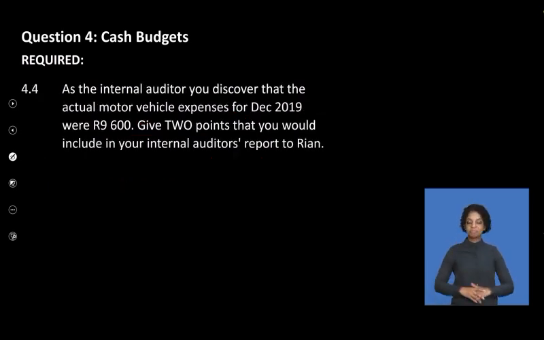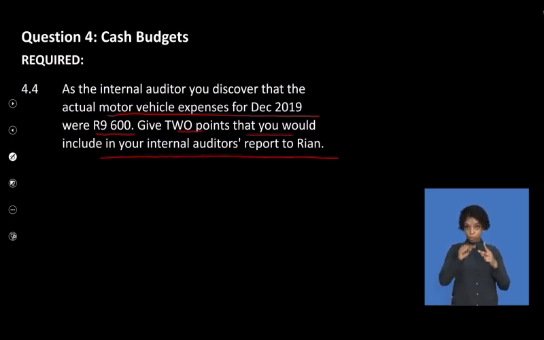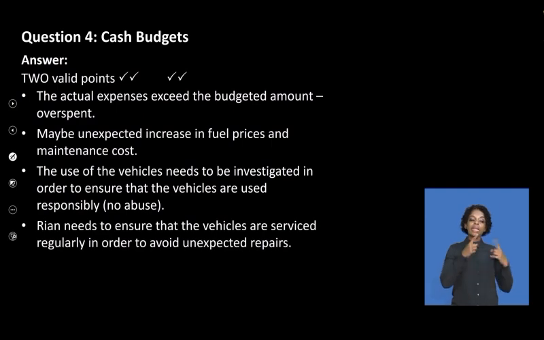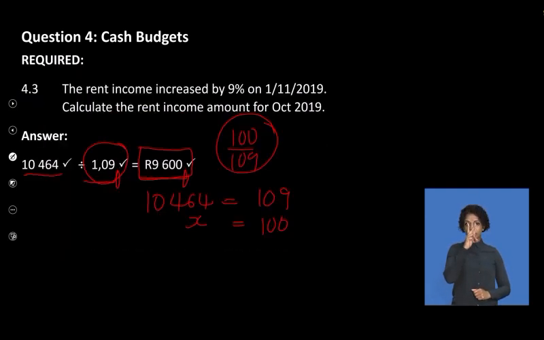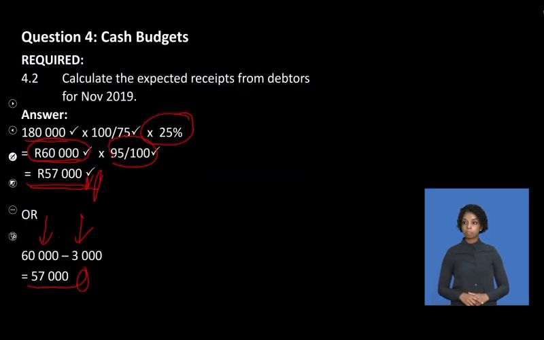As the internal auditor, you discover that actual motor vehicle expenses for December were 9,600. Give 2 points that you would include in your internal auditor's report. In other words, let's look at the information so we know what we're talking about.